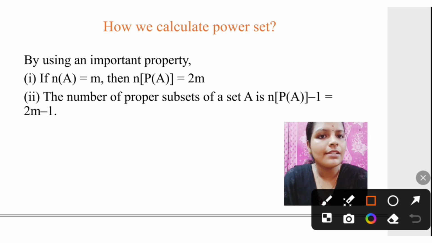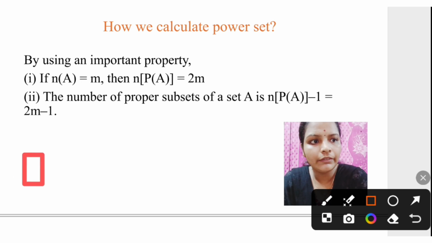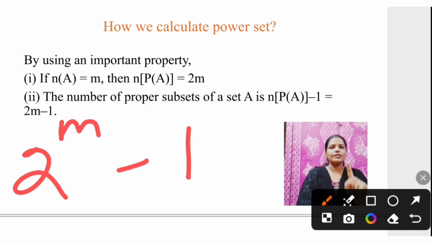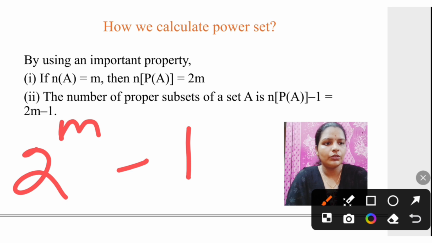In the next class also, the number of proper subsets of a set A is n of P of A minus 1, which equals 2 power m minus 1. That is the formula, not 2 into m. Kindly note it down.